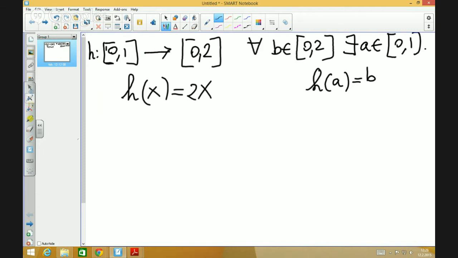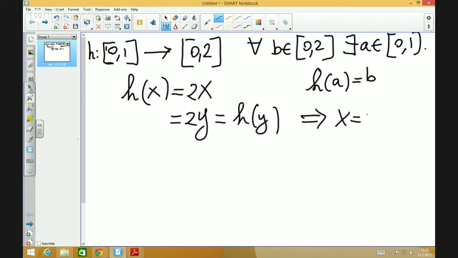Moreover, it's injective. Why? Because if you have that 2x is equal to 2y, then what is the relationship between x and y? Well, they are half. X is half of 2x, which is the same as 2y, so x is the same as y. That function is injective.